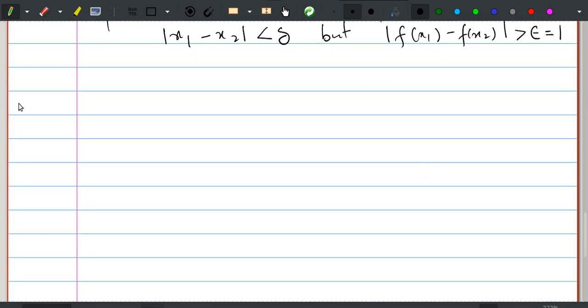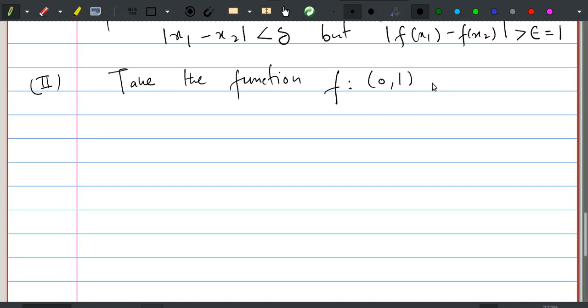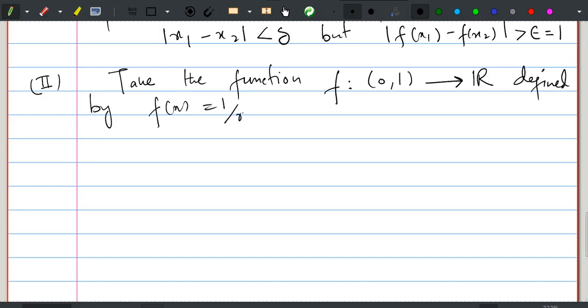Let us do another example. Let us take the function f from the open interval (0, 1) to the set R of real numbers defined by f(x) equal to 1 over x.